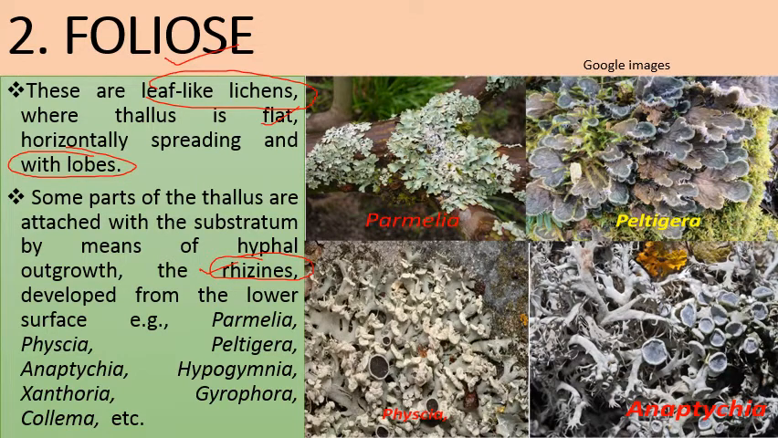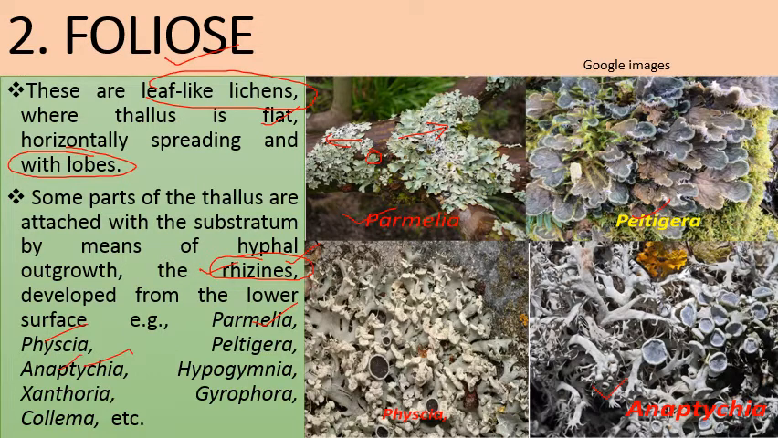This is the Parmelia that we can commonly find on tree trunks or on rock surfaces. At its tips there are lobes, and it spreads horizontally over the substratum. From its lower portion some root-like structures emerge, which are called rhizines. So this is the picture of Parmelia. The next is Peltigera, commonly known as dog lichen. This one is Physcia, and this last one is Anaptychia.